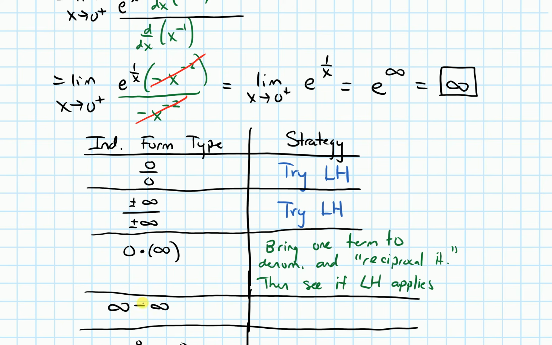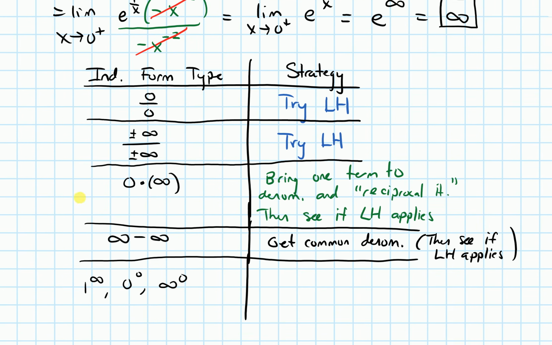If we have an infinity minus infinity limit, our strategy will be, we will need to get a common denominator first. Get a common denominator. And then after that, then see if L'Hopital's applies.